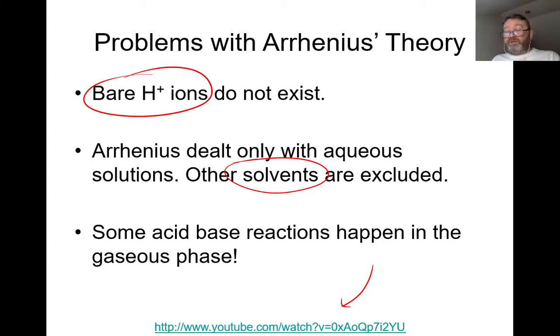So poor Arrhenius, what did he say? An acid is any substance that produces H+ ions in solution. A base is any substance that produces OH- ions in solution. Problem number 1, H+ ions don't exist, only bare protons. Number 2, it's not just water, it can happen in other liquids. And number 3, sometimes you don't even need water, it can happen in the air, in the gaseous phase.